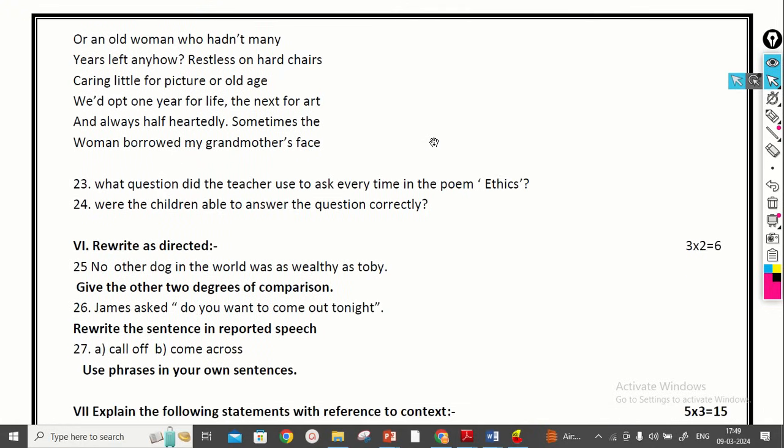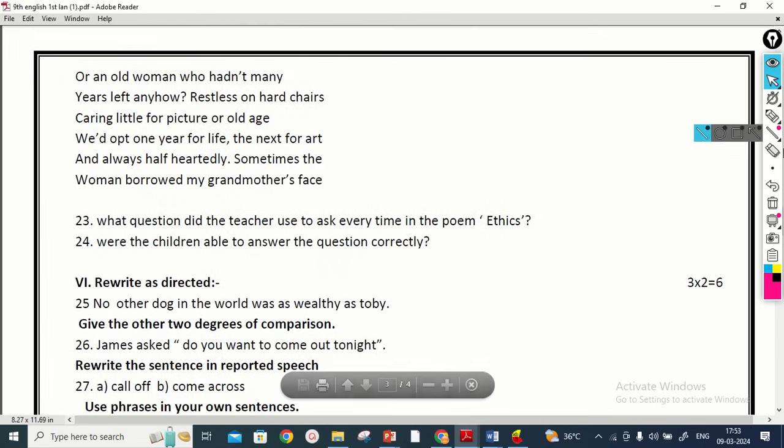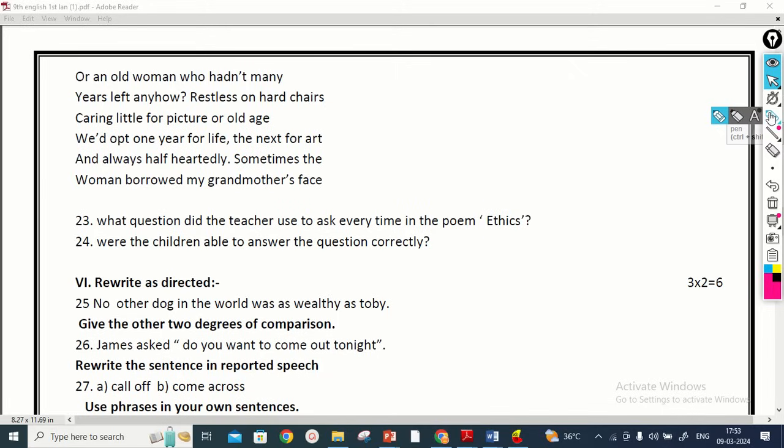Here there is a page. So, in this passage the poem is given, and for the first question: what question did the teacher use to ask every time in the poem Ethics? In the poem Ethics, the teacher asked questions like, if there were a fire in a museum. She asked like this: if there were a fire in a museum, like this question.